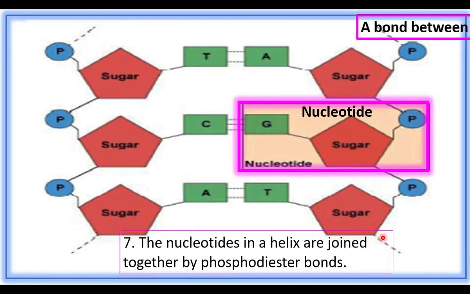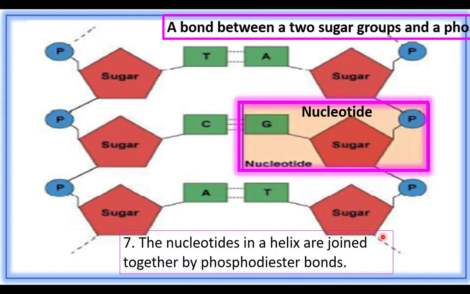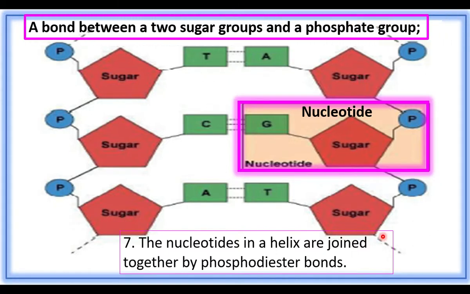What is a phosphodiester bond? A bond between two sugar groups and a phosphate group is called a phosphodiester bond. Here we can find the location of the phosphodiester bond. It is a bond between two sugar units and a phosphate.